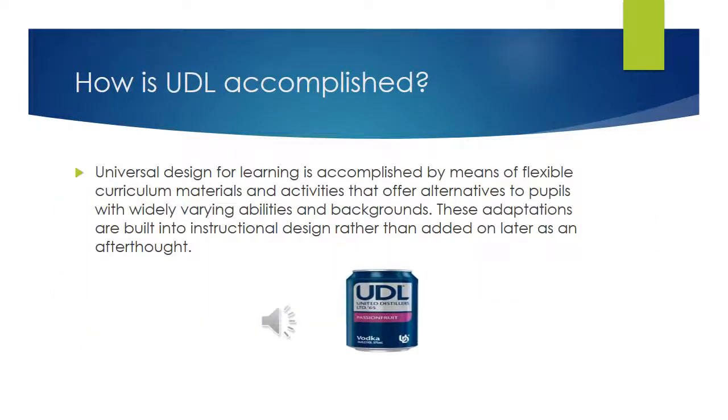How is UDL accomplished? Universal Design for Learning is accomplished by means of flexible curriculum, materials, and activities that offer alternatives to pupils with widely varying abilities and backgrounds. These adaptations are built into instructional design rather than added on later as an afterthought.